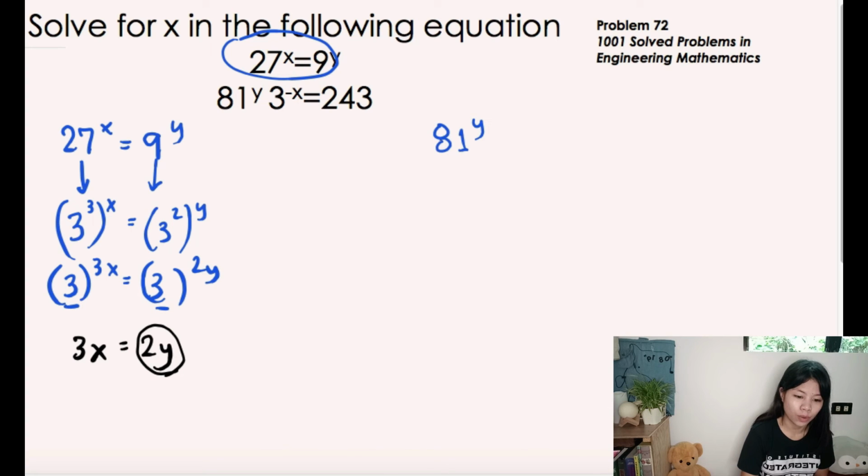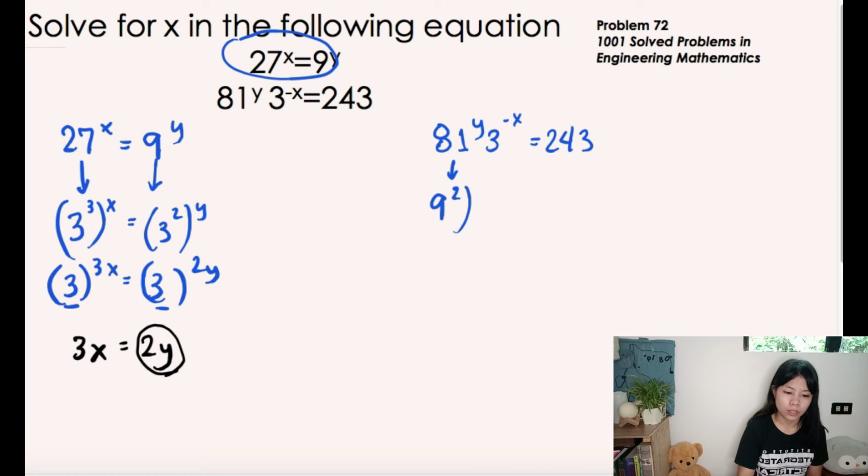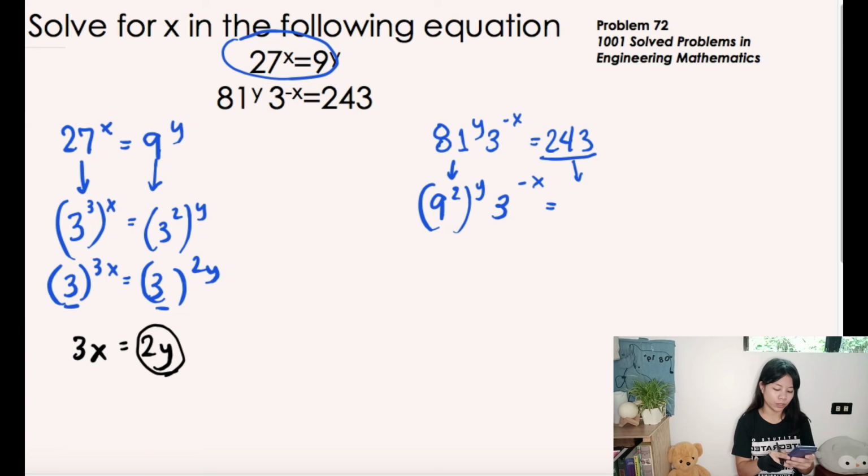We have 81 raised to y, 3 raised to negative x equals 243. So, alam natin guys, nung elementary pa tayo, na 9 times 9 or 9 squared is equal to 81. So, itong 81 equal po siya sa 9 squared raised to y. Then, 3 raised to negative x is equal to itong 243. So, by trial and error, na-solve natin siya kanina, 3 raised to 5 is equal to 243. So, may mga times na kailangan mong mag-trial and error. And by trial and error, we know that 3 raised to 5 is equal to 243.